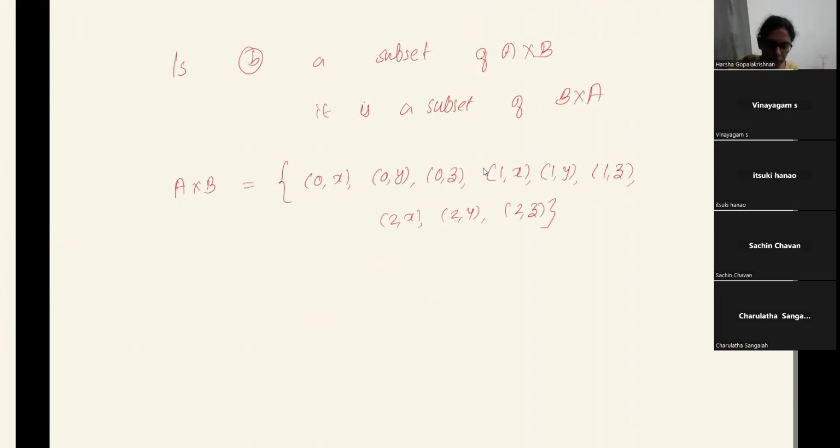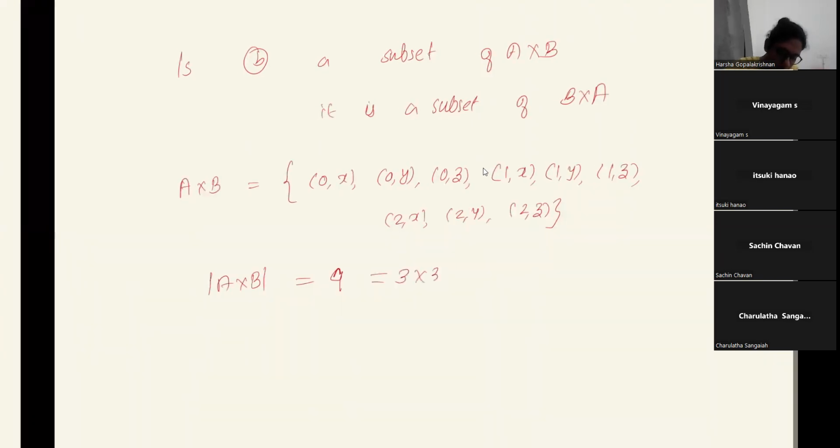to B. Okay. What is the cardinality of A cross B? Cardinality of A into cardinality of B. Here it is 9, which is equal to 3 into 3. Cardinality of A into cardinality of B.